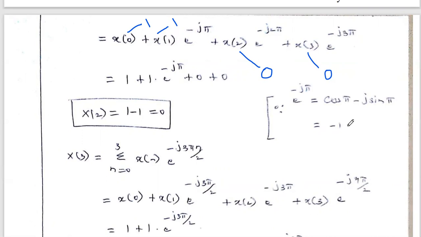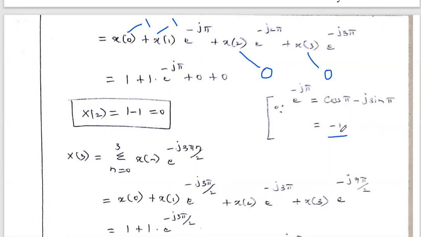Or otherwise, in the calculator you first put the mode in radian mode. You set the calculator in radian mode. After that you type cos pi, and you will get the answer minus 1. Similarly, sin pi, you know the value of sin pi is 0. Sin of any multiple of pi, sin pi, sin 2 pi, 3 pi, 4 pi, all are 0. So the second term is 0. So cos pi is minus 1. So e power minus j pi value is minus 1.